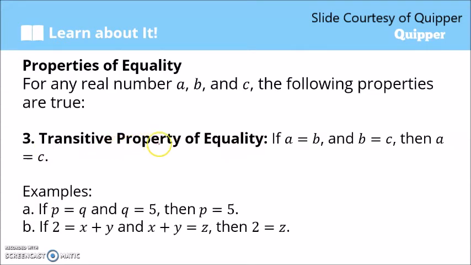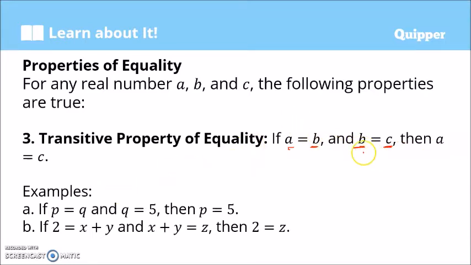Next, we have the transitive property of equality. Transitive, like transition. If a equals b and b equals c, then a is equal to c. Where does c come in? It goes like this: if a is equal to b, and b is equal to c, then we can say that a is equal to c, because both are equal to b.